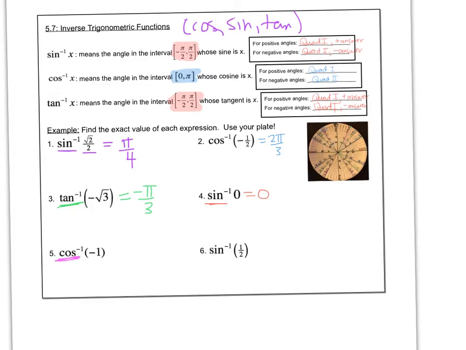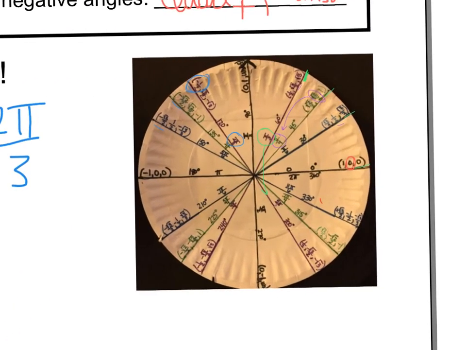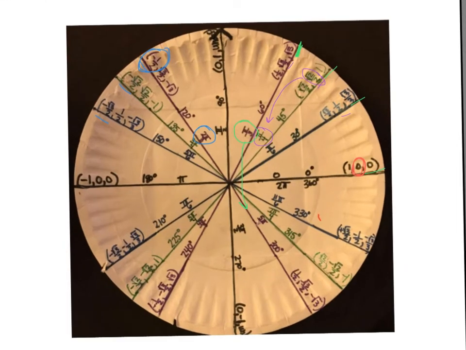So cosine negative 1. We're looking at the first one for cosine. We're looking anywhere in quadrant 1 all the way to quadrant 2 for cosine. So we're looking anywhere where it's 1. That's the negative 1, the first one. So that's here. So that's going to be pi.